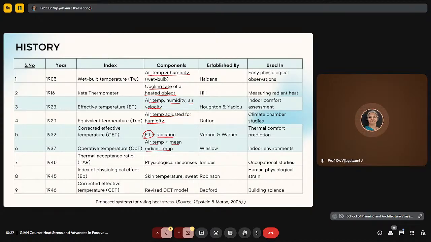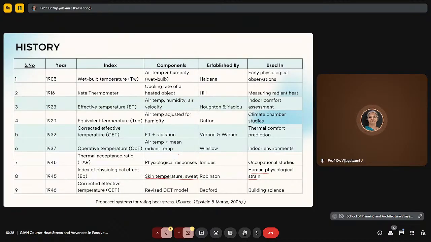Thermal acceptance ratio uses physiological responses, and that is primarily used for occupational studies. This is a very important column you have to see, based on which you can select which method you want to follow. Then the index of physiological effect uses skin temperature and sweat, and this is used for human physiological strain.